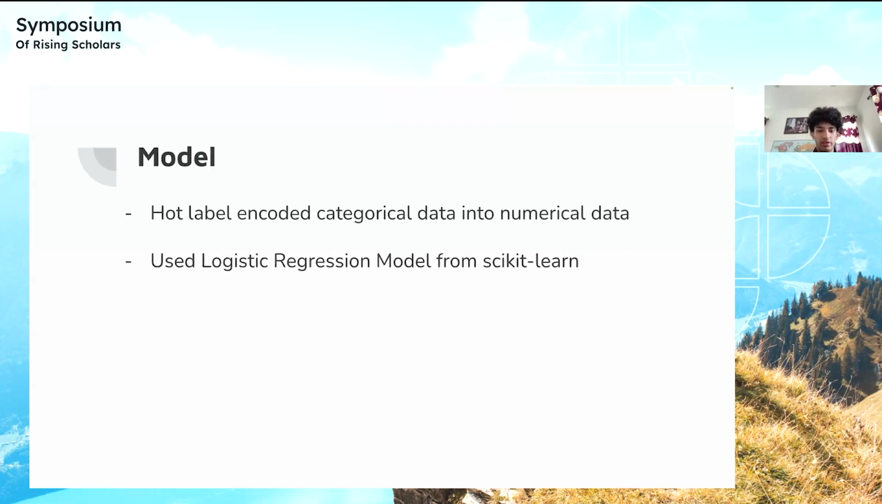So in pre-processing the data, we one-hot encoded categorical variables into a numerical format because logistic regression requires numerical input. For example, sex, like male or female, will be converted into zeros and ones, and site would be converted from zeros to sevens, as there are 8 possible sites. After encoding the categorical data, we use the logistic regression model from scikit-learn to solve it.